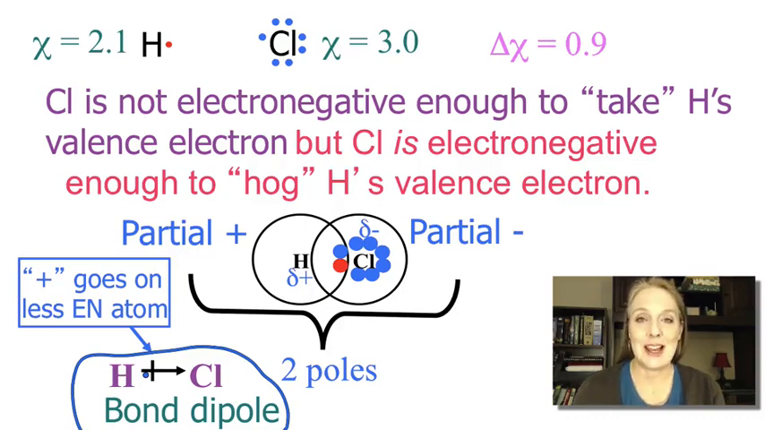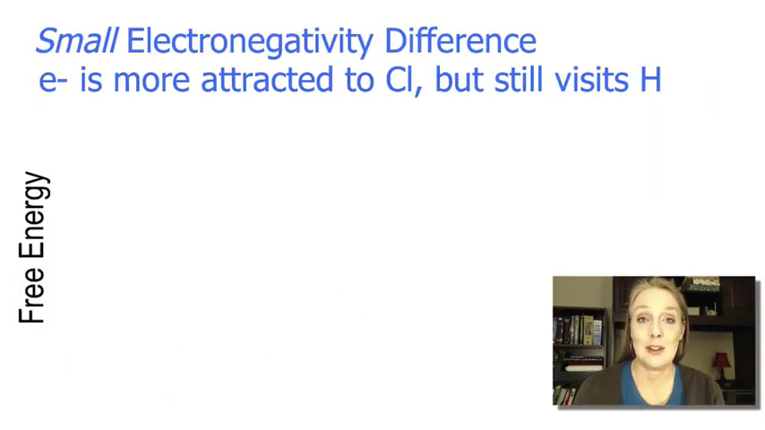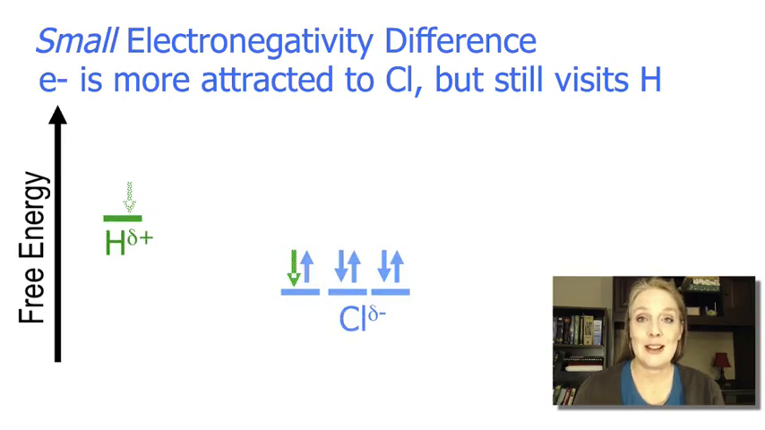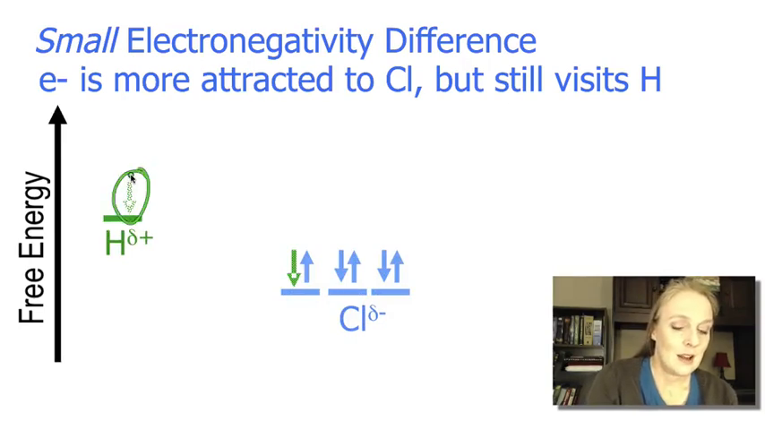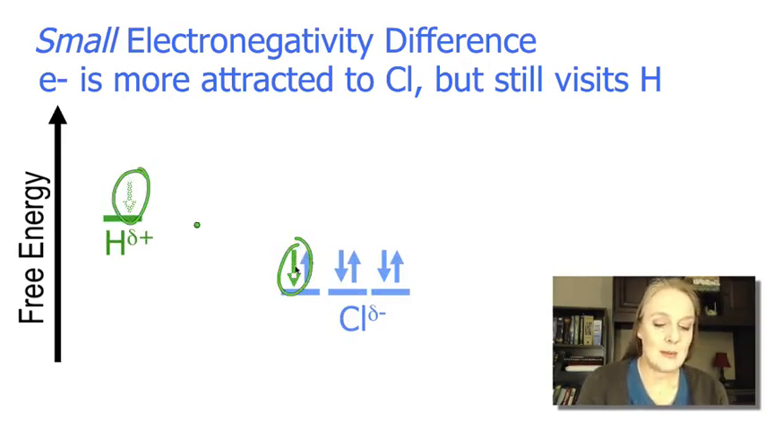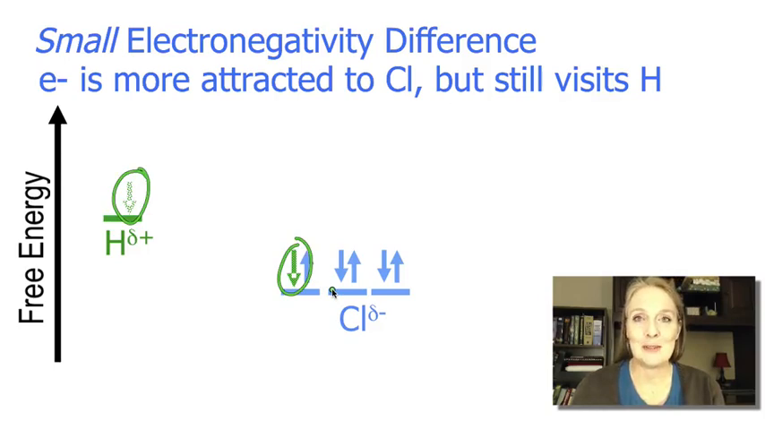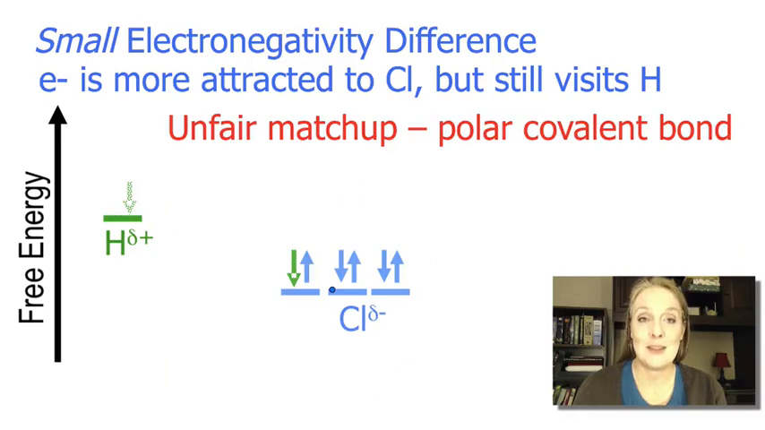So in this particular case, there's a small electronegativity difference, but it's large enough that the electron spends most of its time with the chlorine. If we were going to think about this electron that used to belong to hydrogen, and think about where it spends most of its time, it spends more of its time with the chlorine than it does with the hydrogen. So because the electronegativities are not the same, this is a polar covalent bond. And the range that's generally given for polar covalent bonds is electronegativity differences between 0.4 and 1.8.